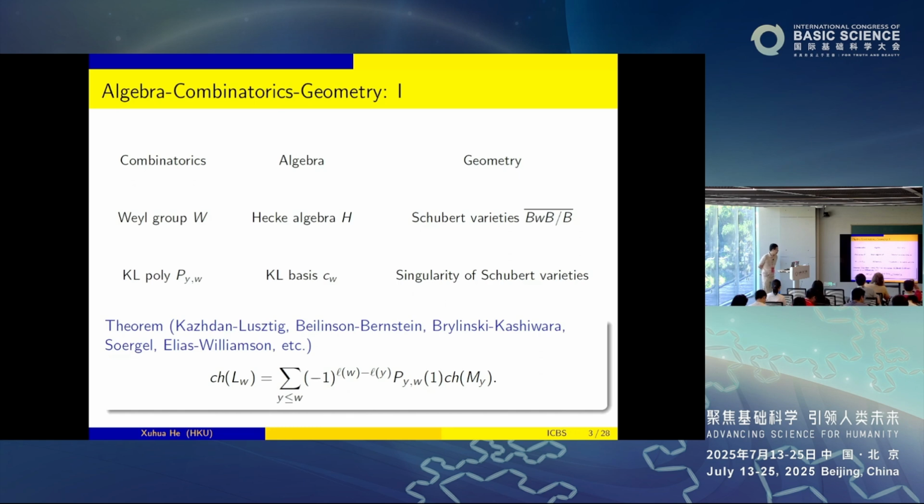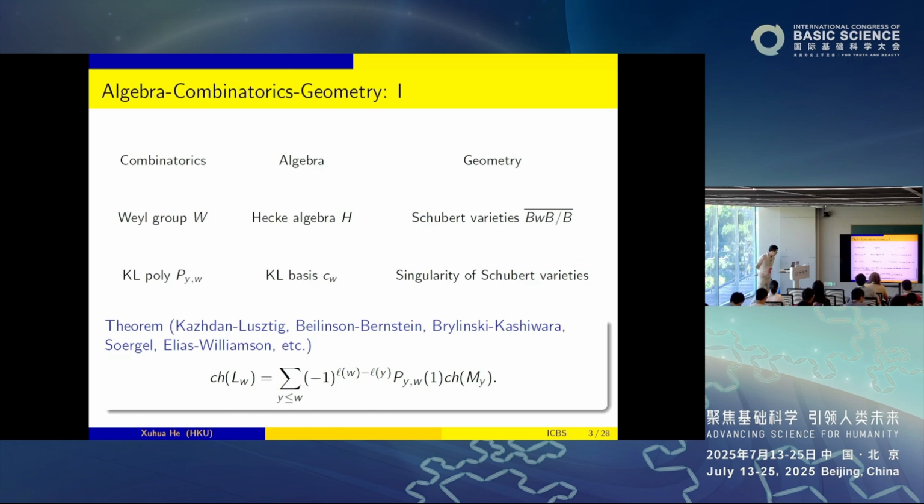There is probably one of the most important theories in representation theory: the Kazhdan-Lusztig theory. On the combinatorics side we have the Kazhdan-Lusztig polynomials P_{y,w}, corresponding to two elements of the Weyl group, y less than or equal to w. In the algebra, we have the Kazhdan-Lusztig basis, and we restrict to a smaller part, the coefficients, the Kazhdan-Lusztig polynomials. And in geometry, what it reveals are the singularities of the Schubert varieties.